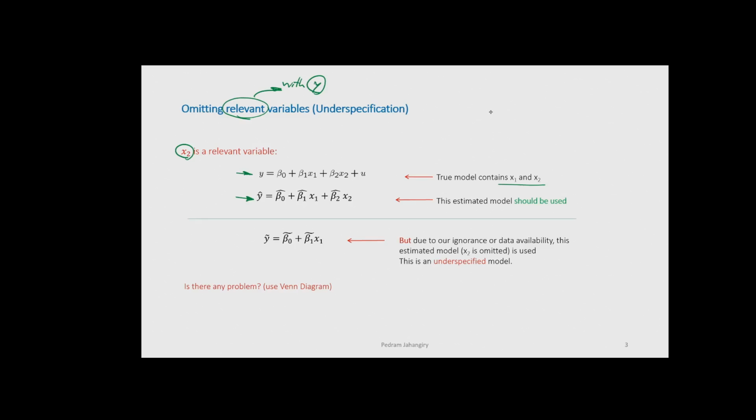So using a Venn diagram, this is my y, this is x1, this is x2. And look at that, both of them are relevant. And specifically here, we want to drop one of them. Let's drop x2 and see what will happen. And again, it is relevant. It means that there's some relationship between x2 and our y. You see there's overlap between x2 and y.